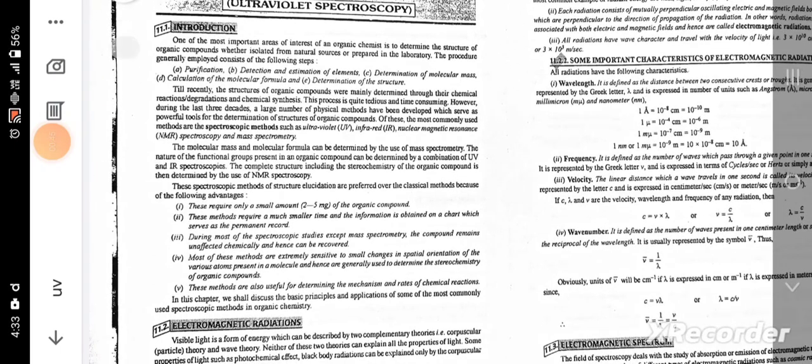Till recently, the structure of organic compounds were mainly determined through their chemical reactions, degradations, and chemical syntheses. This process is quite tedious and time consuming. However, during the last 3 decades, a large number of physical methods have been developed which serve as powerful tools for the determination of structures of organic compounds.